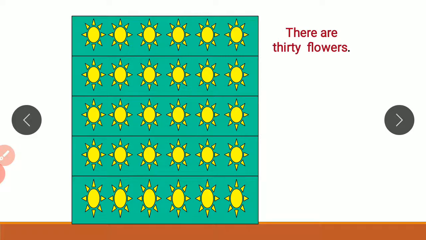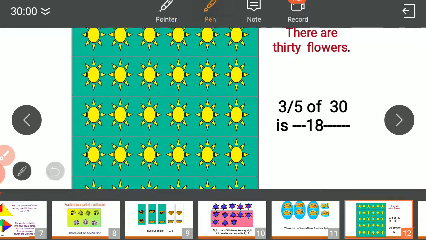There are some pictures you can see. In this slide there are 30 flowers, a total of 30 flowers, and we have to find 3 by 5 of 30. That means the 3 by 5 of 30. How to find the 3 by 5 of 30? We have to know this.